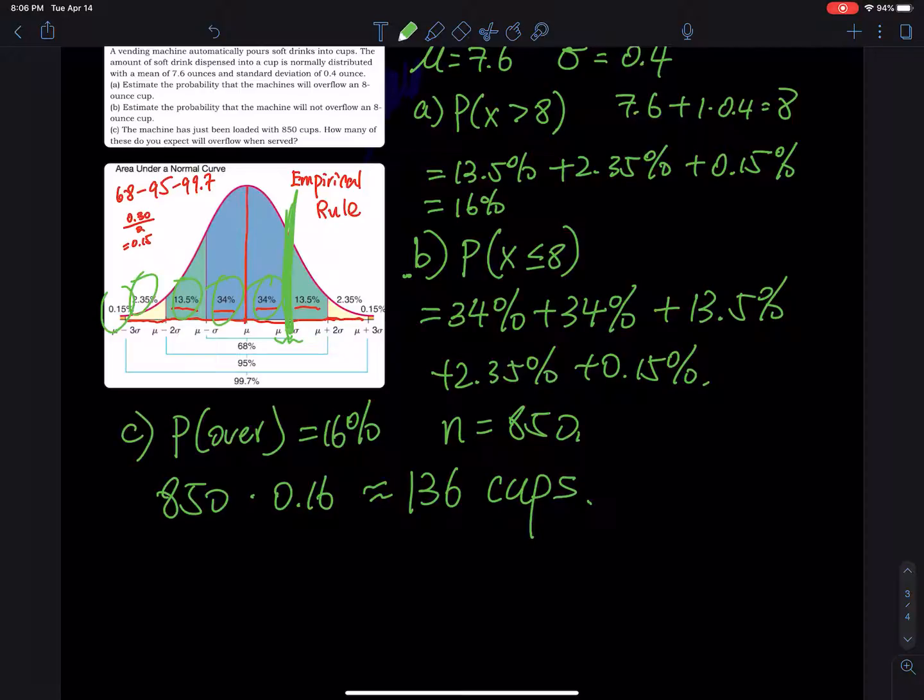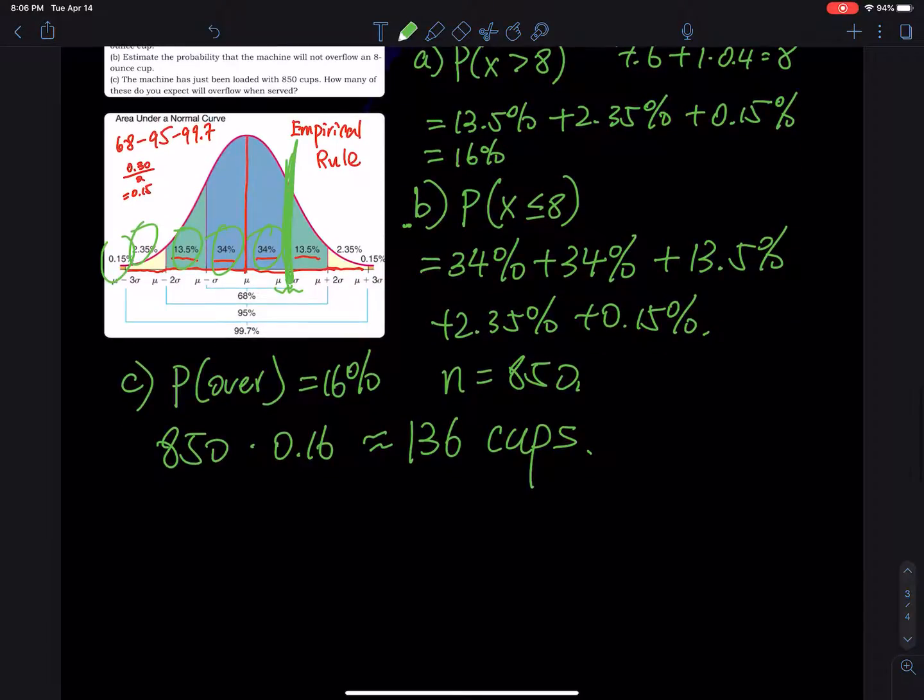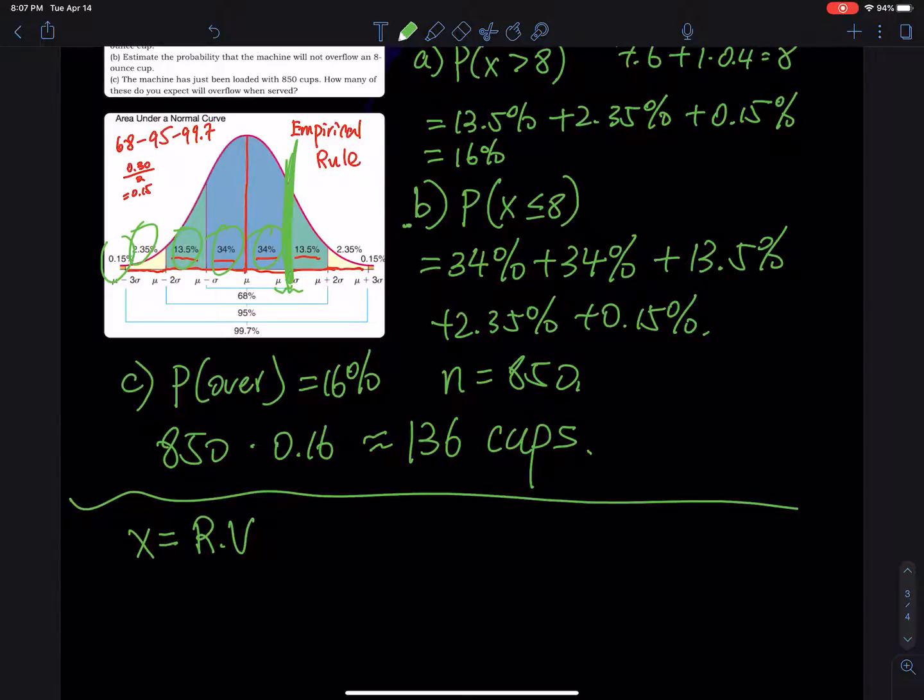Now, what is X? X is a continuous random variable that follows a normal distribution. And then this mu, the mean, is the center. And then sigma is the spread. All right.